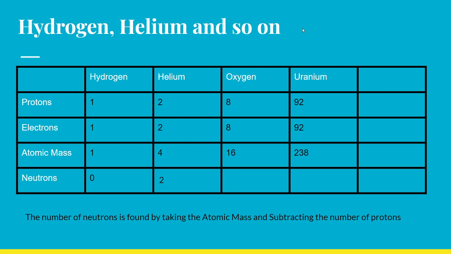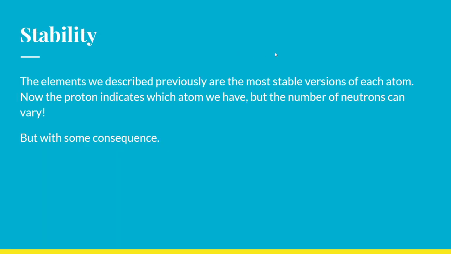Oxygen, 16 minus 8 is 8, so there are 8 neutrons in an oxygen atom. And then finally, for uranium, 146. Now, this should be recall for everyone, but we're going to learn a little bit more.